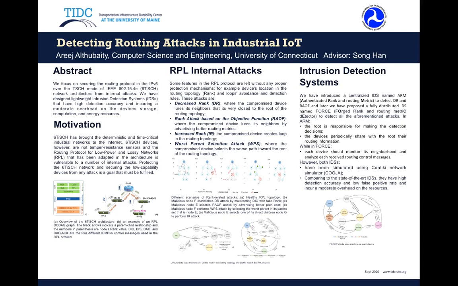And thus, we first introduced our centralized specification-based IDS named ARM, where the detection is fully performed by the root, and the rest of the RPL devices report their routing information to the root. As you can see here, the finite state machine of ARM. Unfortunately, ARM can detect only two attacks: decreased rank and rank attack based on the objective function.